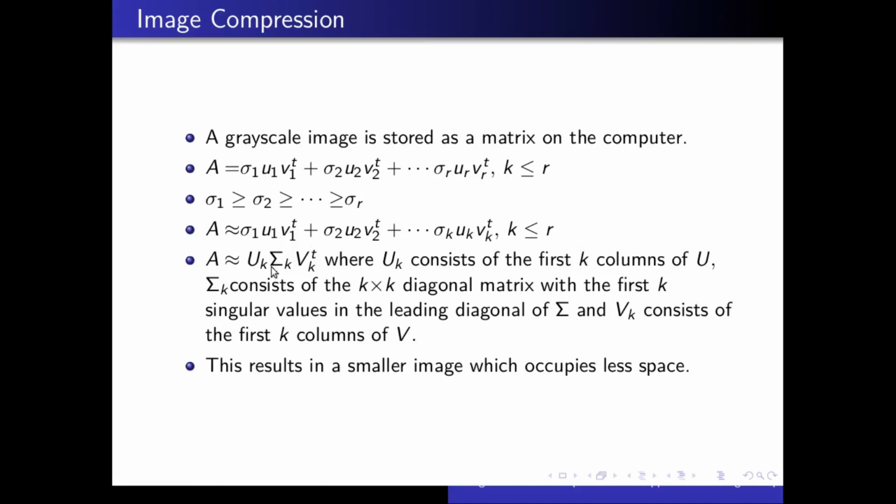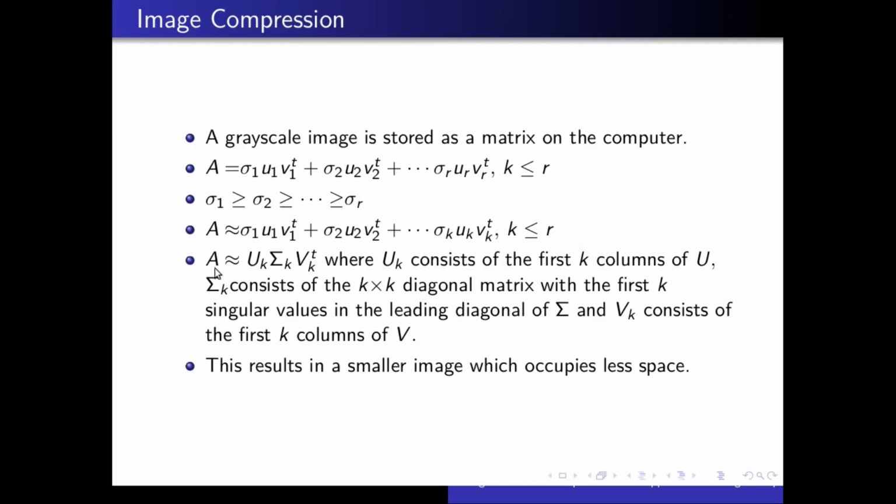So this approximation can be written in matrix form as follows. A will be approximately U consisting of the first k columns of U, and sigma k is a k by k matrix which is diagonal, and the diagonal entries are just the first k singular values, and V_k is also consisting of the first k rows of V transpose. Just pick the first k rows of the transpose of V, and we get an approximation of A.